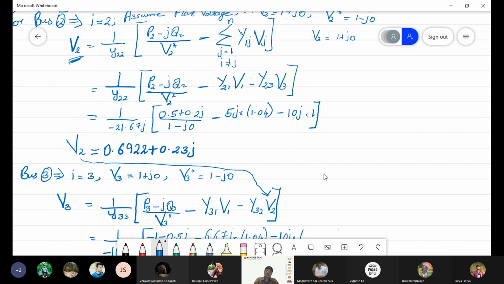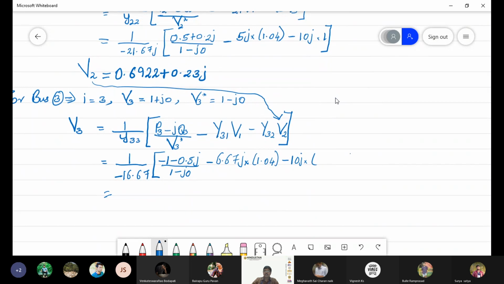If you have a calculator, you'll find it, right? Therefore, we need to substitute the same value here, that is equal to 0.6922 plus 0.23J. If you substitute here, you will get the answer for V3, right? So this is the way you need to find the unknown values of V2 and V3. This also you can do. If you have a calculator, please make it fast.